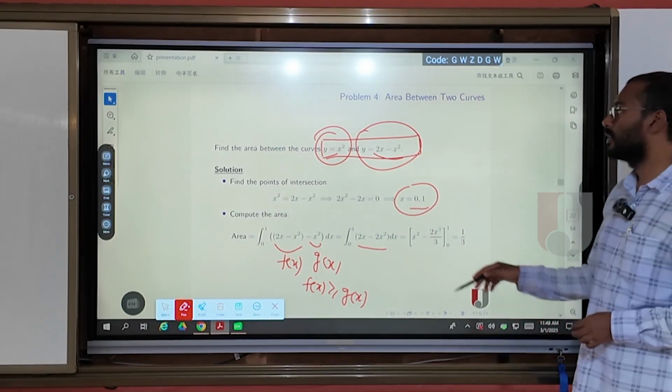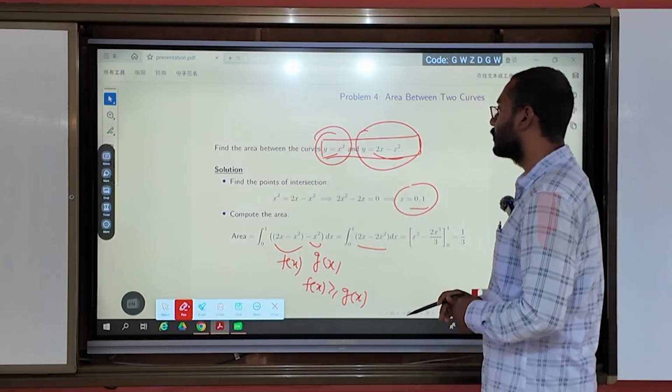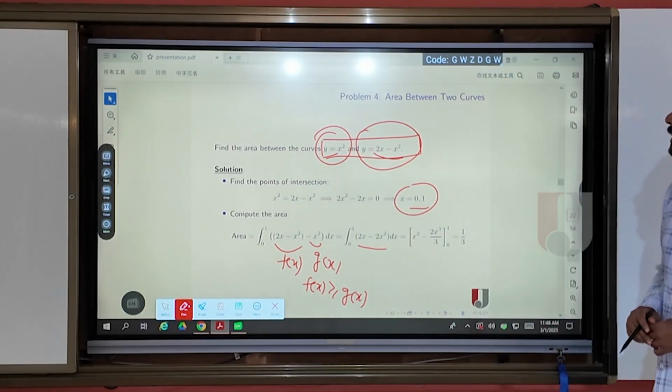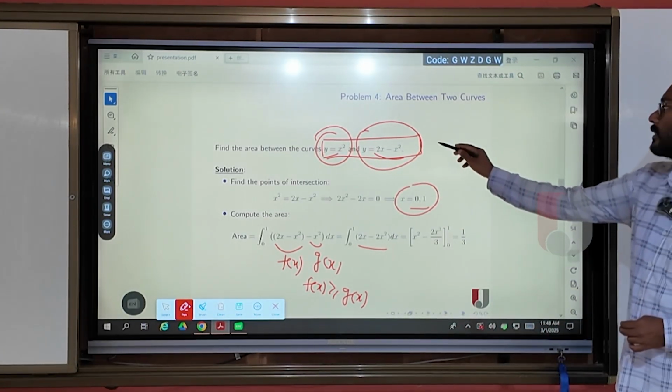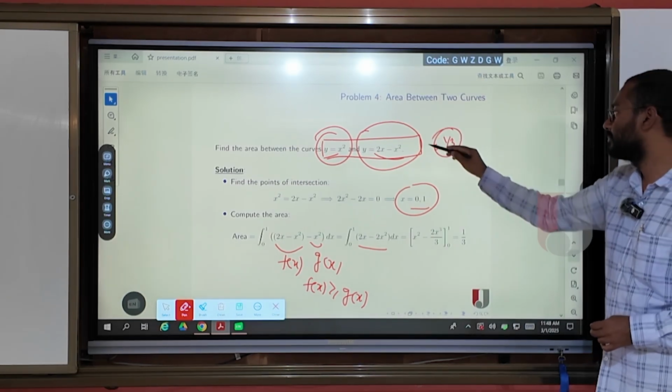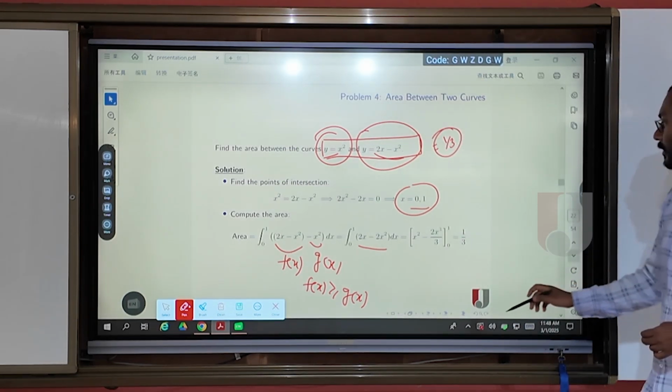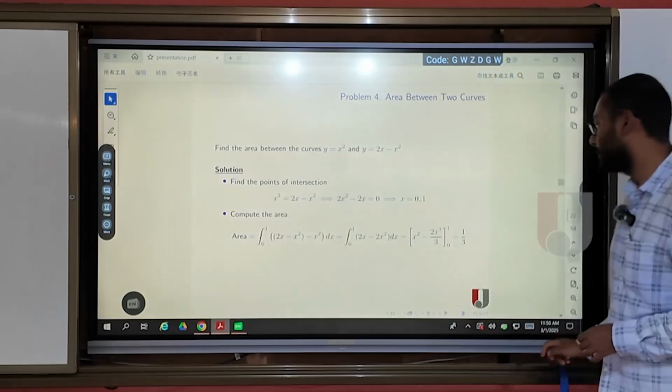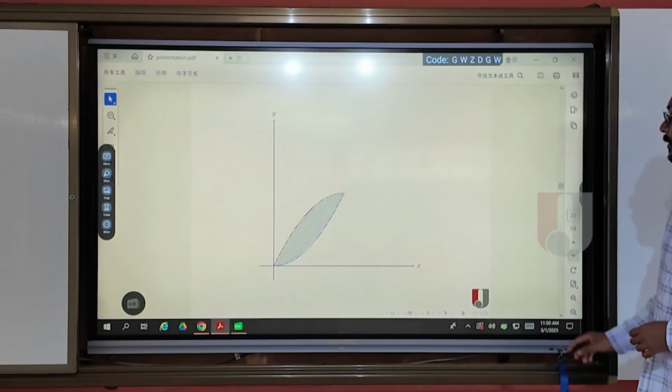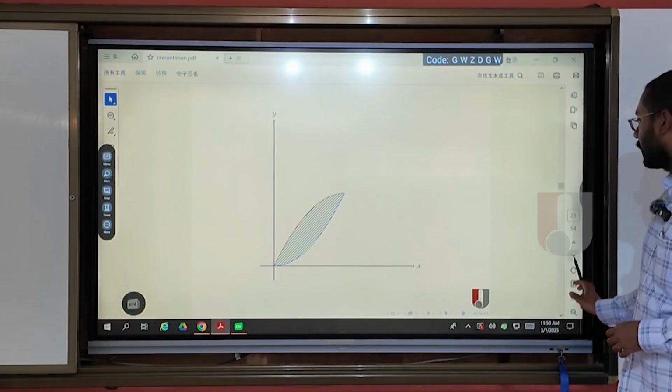So the area inside y equal to x square and y equal to 2x minus x square is coming 1/3. By simple integration we are getting the result. Okay. This is the curve actually.